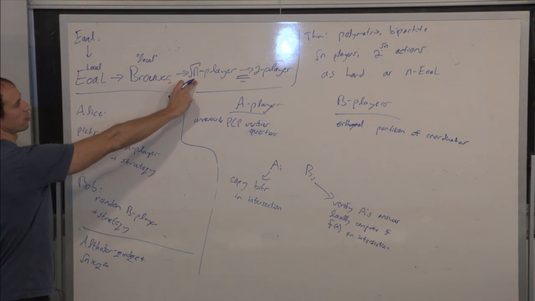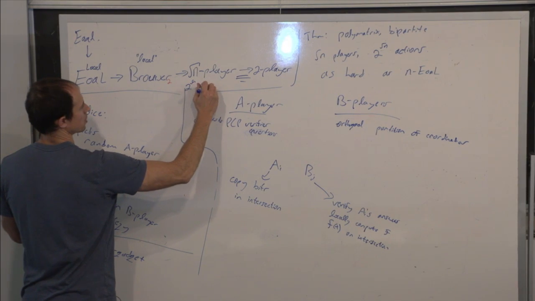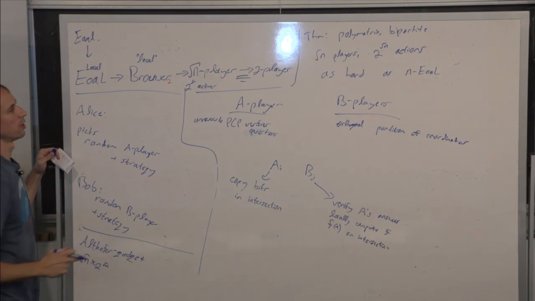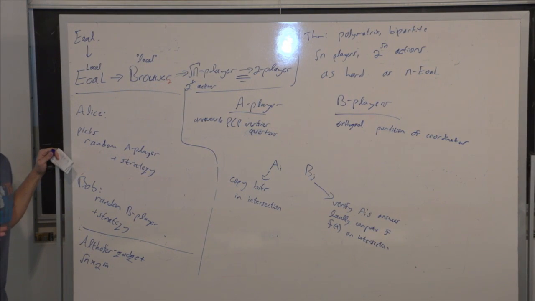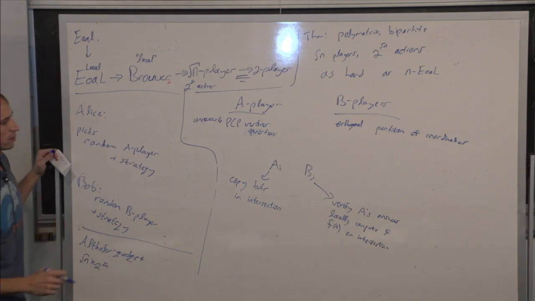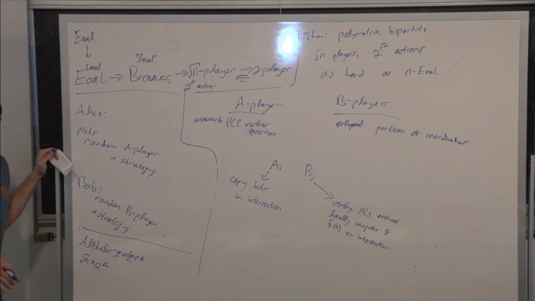And then we're going to this root n players, 2 to the root n actions. So this is a blow up, like a sub-exponential blow up. And then from here to here, this is polynomial in the 2 to the root n.